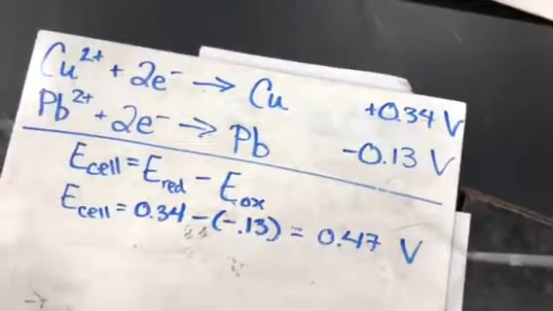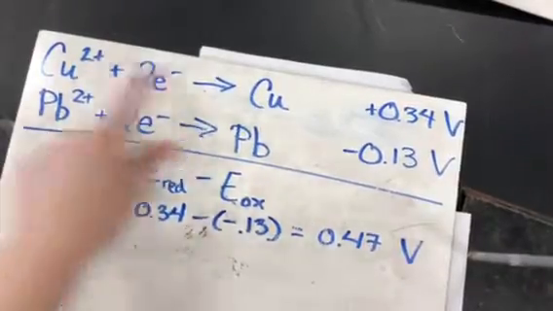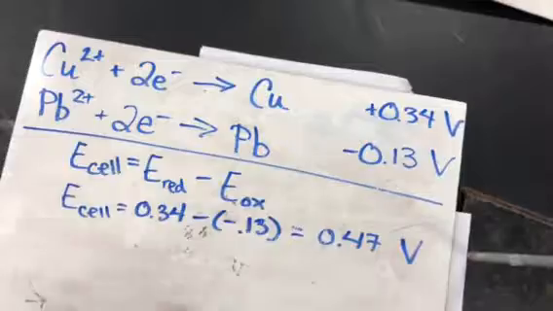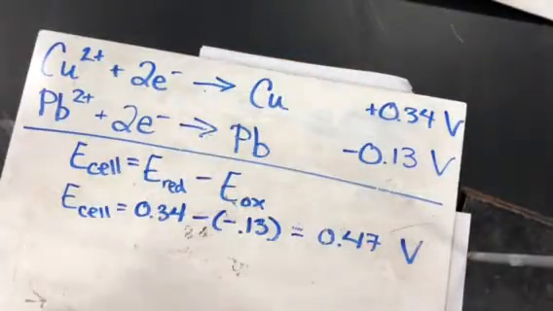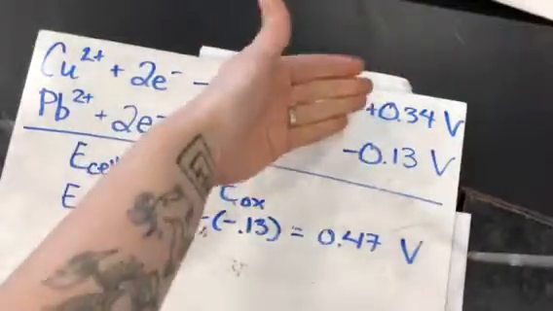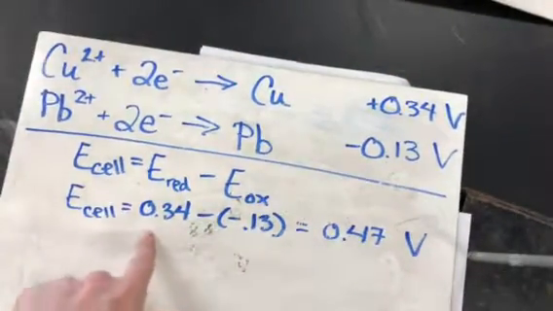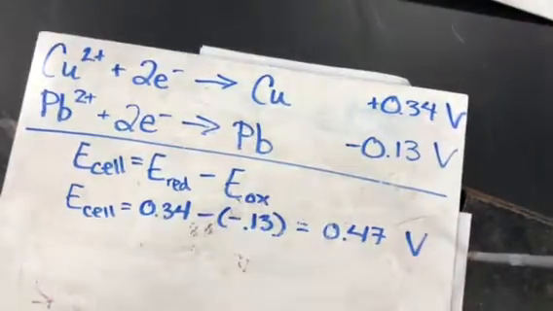I wrote it out ahead of time. So the next one is the copper 2, and we've got copper 2 plus and copper solid, and lead 2 plus and lead solid. Looking up on the table, you end up with these two potentials. So which one's the more positive one? The 0.34 is the more positive one. So in this case, you'd end up with 0.34 minus 0.13, and then we end up with a 0.74.